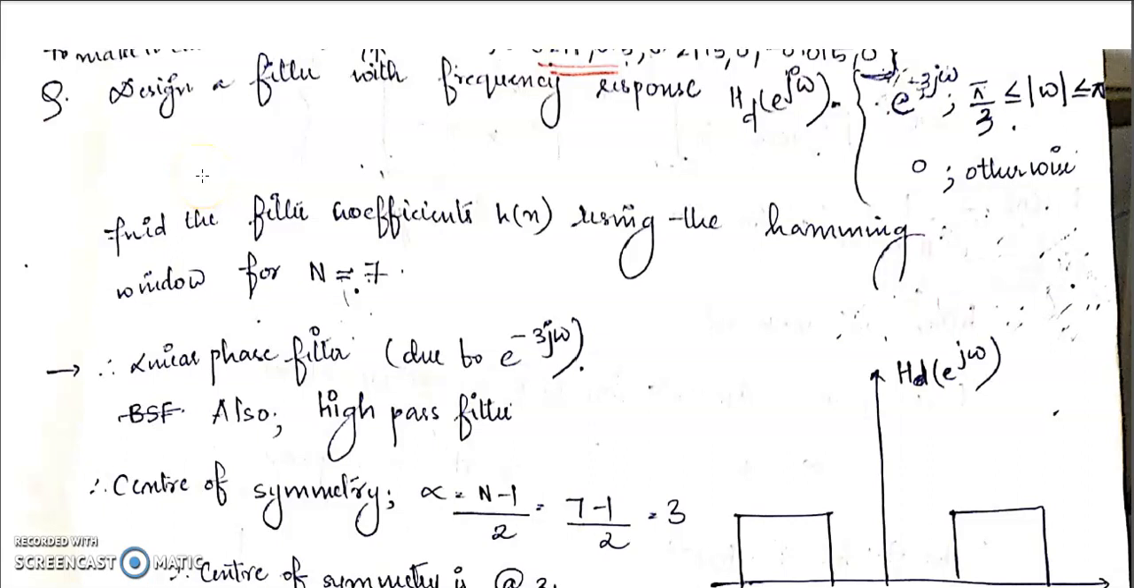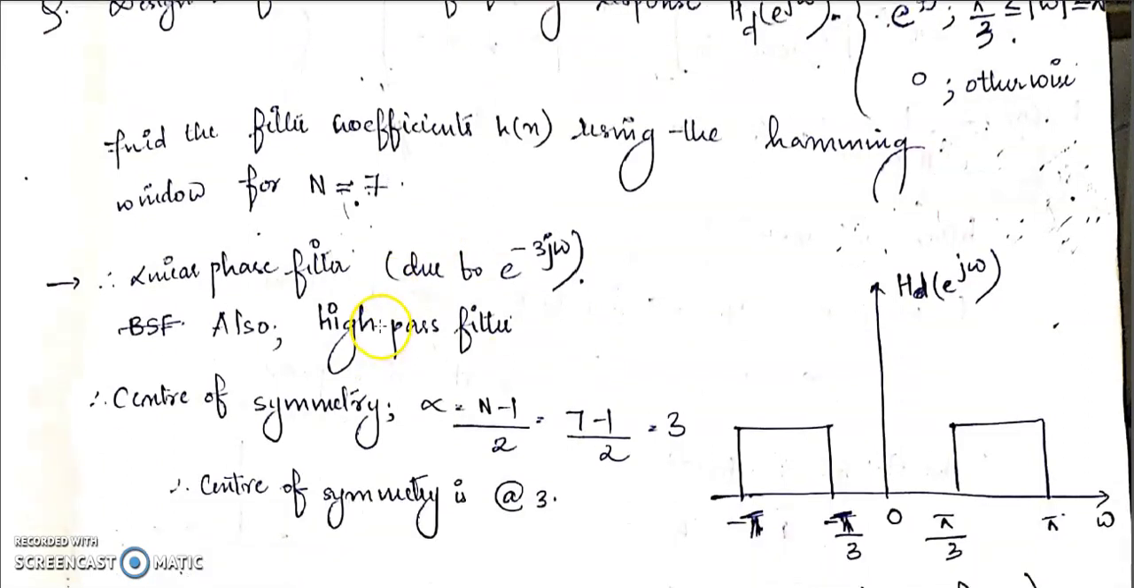Hi, next we discuss another problem using the windowing method. Just read this problem. Here the frequency response is given as e raised to minus 3j omega within the range pi by 3 to pi, and 0 otherwise. We want to find the filter coefficient h of n using a Hamming window, and the length of the filter is given as N equal to 7. Okay, this is the question. We want to design the filter coefficients.